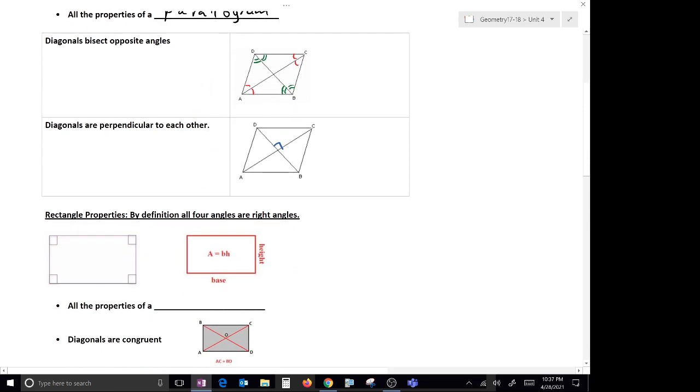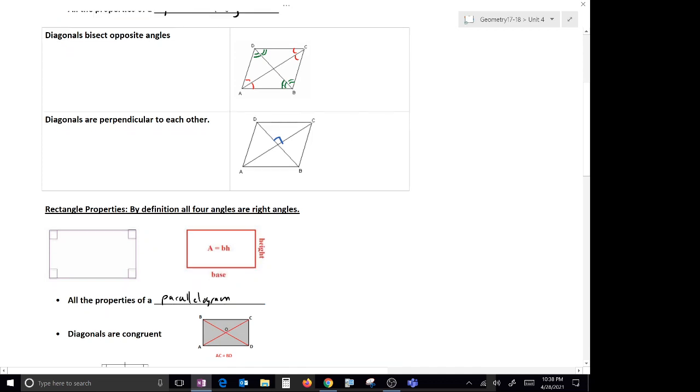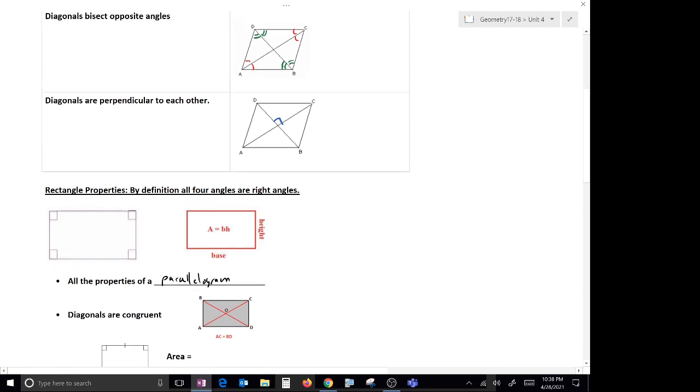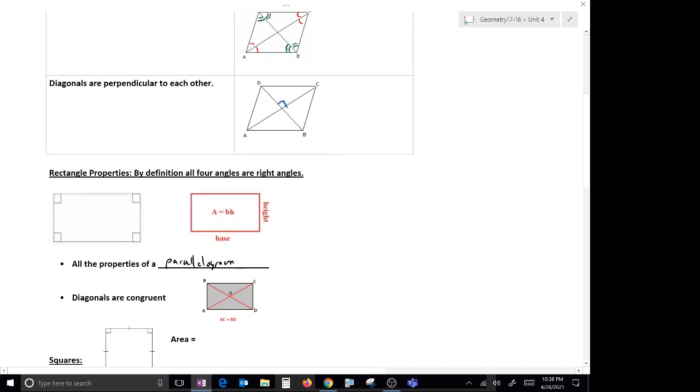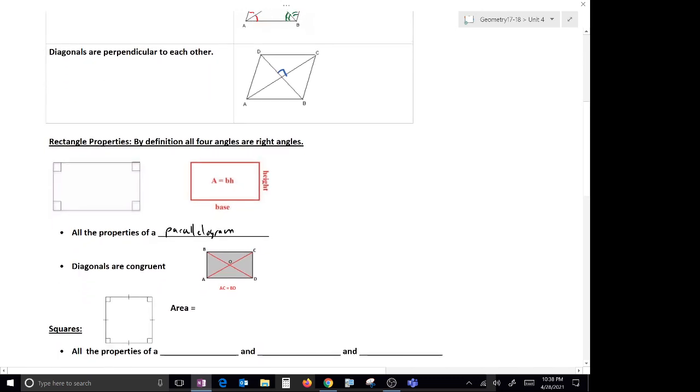A rectangle, by definition, has all four angles as right angles. It also has all the properties of a parallelogram. The area of a rectangle is base times height, just like a parallelogram. And its only special property is that its diagonals are congruent.